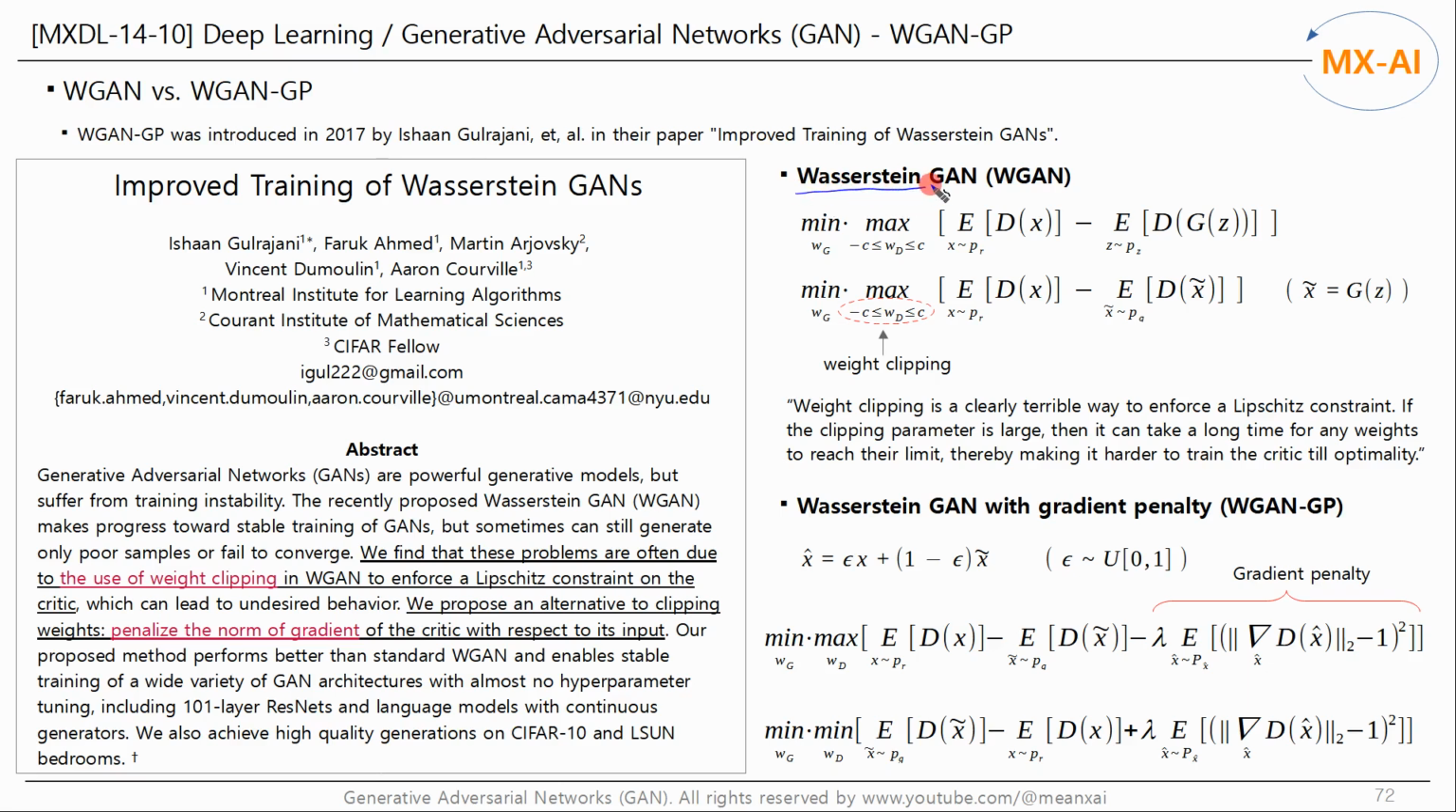The objective function of the original WGAN we looked at in the previous video is as follows. WGAN uses weight clipping to enforce a one-Lipschitz constraint on the critic, which can lead to undesired behavior. Even the authors of the original WGAN paper mentioned that weight clipping is a clearly terrible way to enforce a Lipschitz constraint. If the clipping parameter is large, then it can take a long time for any weights to reach their limit, thereby making it harder to train the critic till optimality.